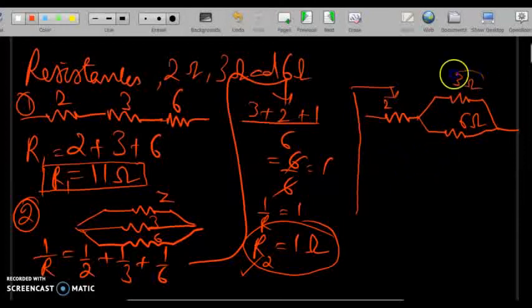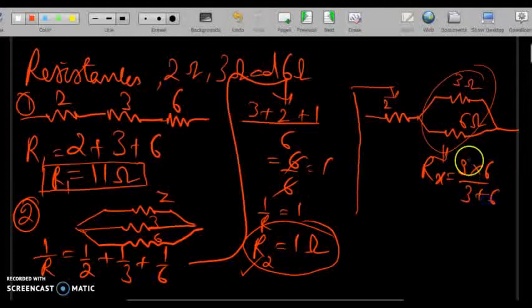Okay, children. If these two are in parallel, let me call the effective resistance Rx. Using the formula, 3 into 6 divided by 3 plus 6, this is 18 divided by 9. That will give me 2. So Rx is equal to 2.